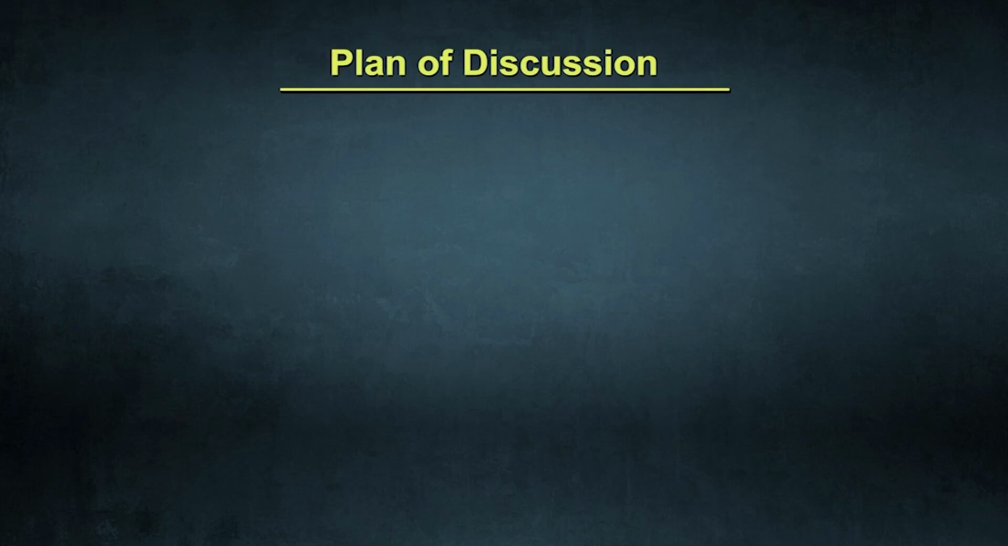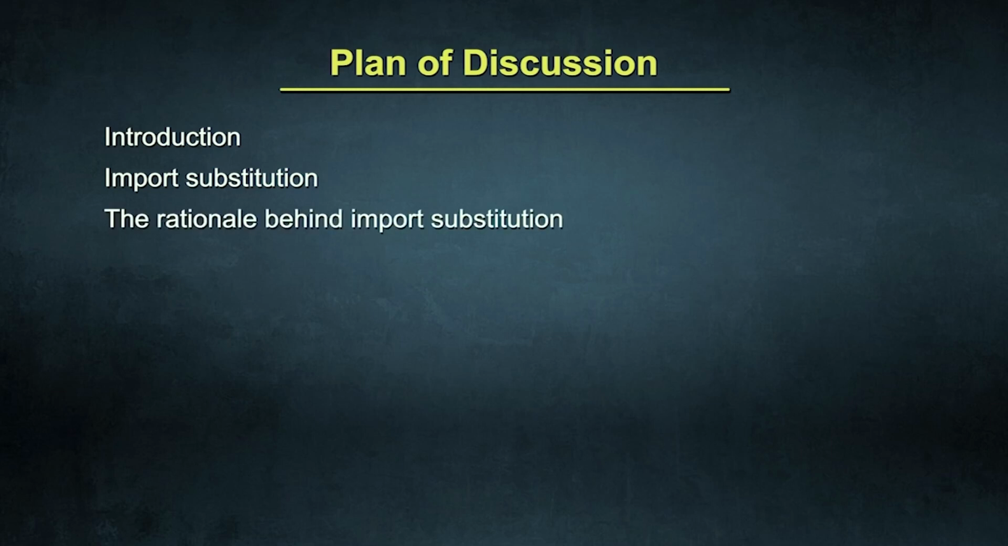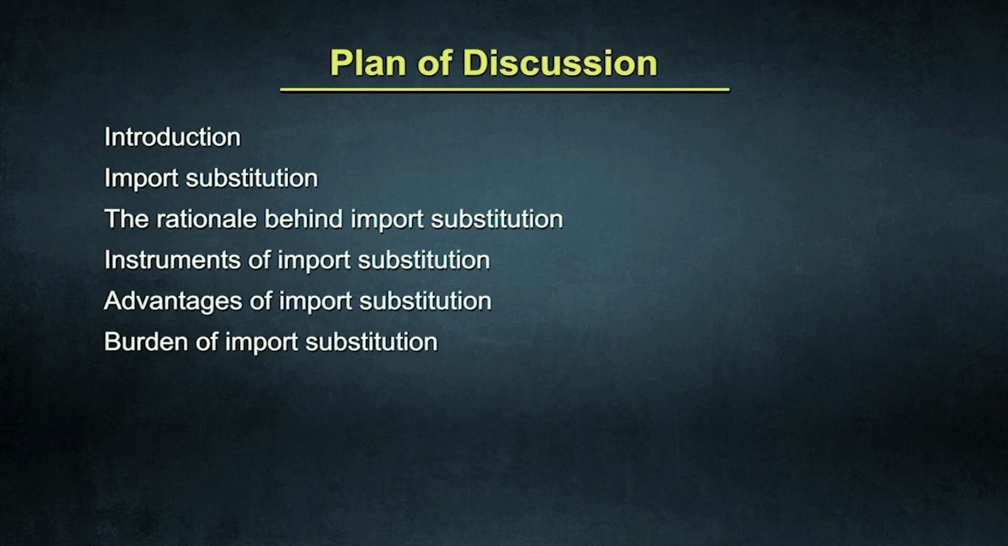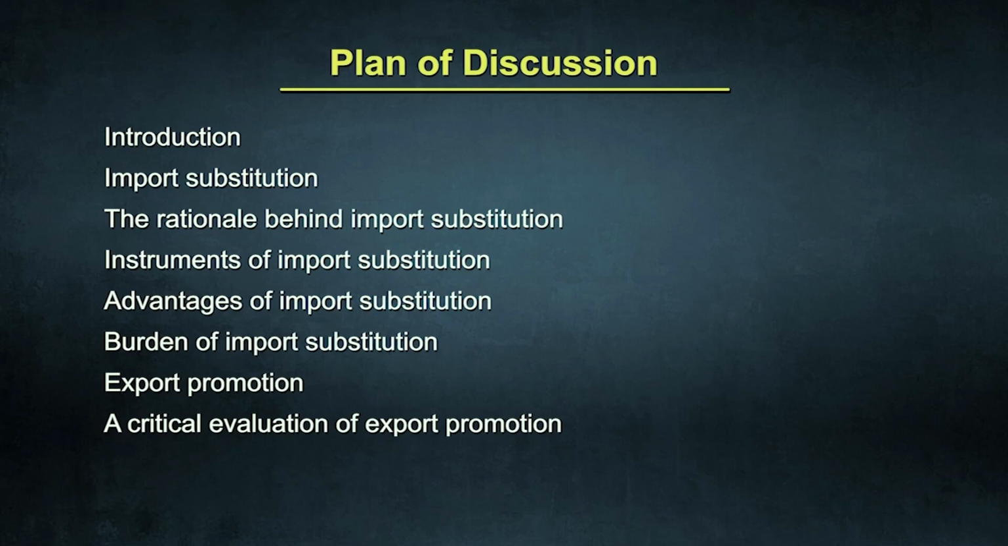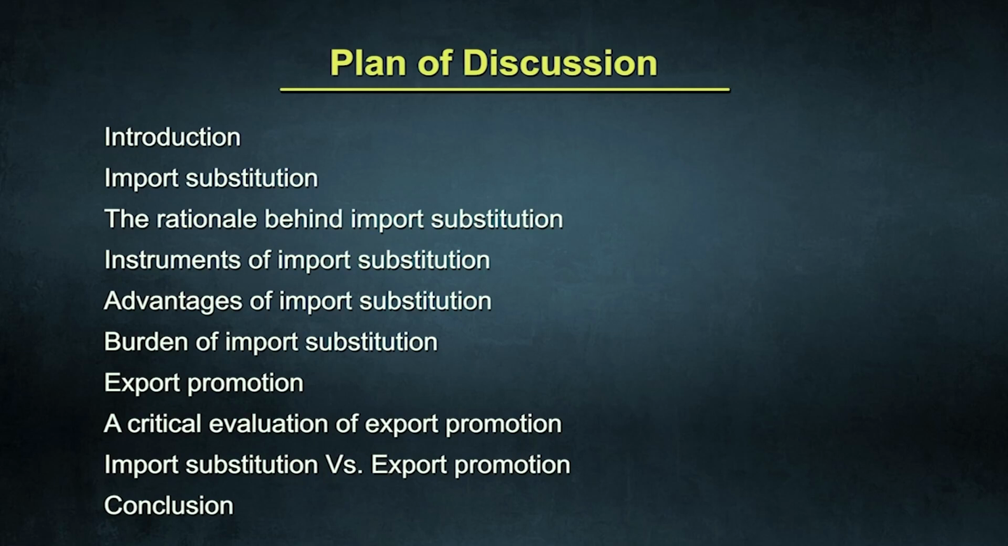So, the plan of discussion is like this. Firstly, after the introduction, we will discuss import substitution with its rationale. Then we will introduce the instruments of import substitution, and then the burdens of import substitution. Then, after discussing export promotion and a critical evaluation of this strategy, we will briefly compare these two development strategies for the Indian economy, and then we will conclude.